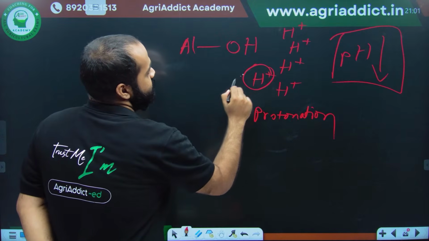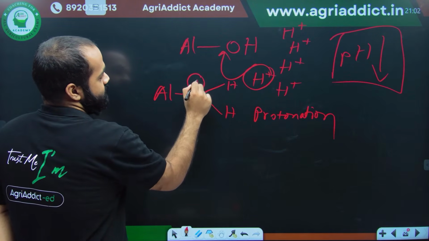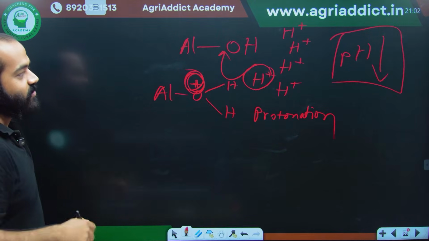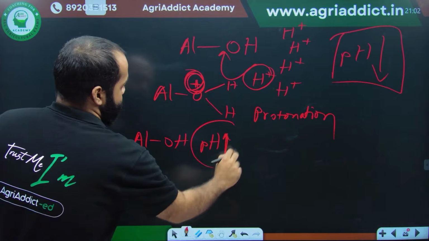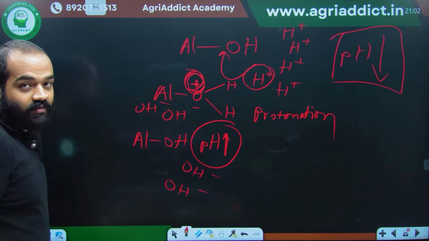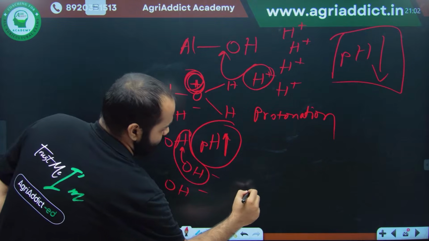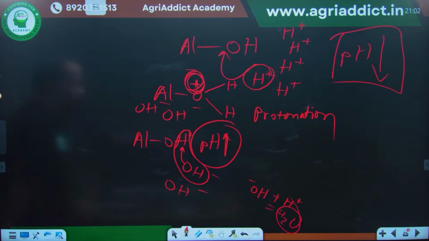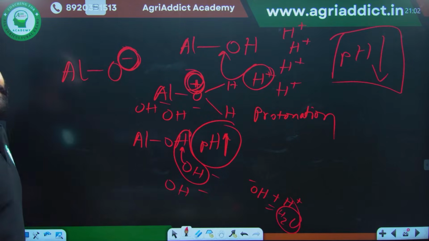In protonation, this H+ will come here and form this. This is the origin of positive charge, right? Now in the same condition, if the pH is very high, too many OH- are floating around. What will happen? This OH- will take this H+ out of this compound and form water. So OH- plus H+ forms water, and then AlO- remains. This minus is the origin of negative charge in the soil.